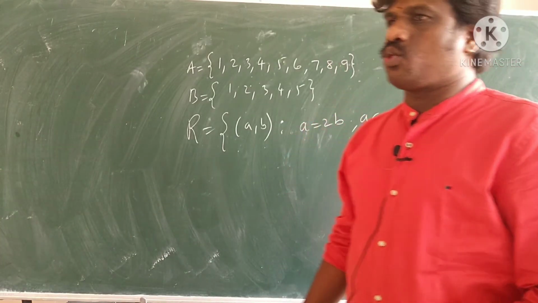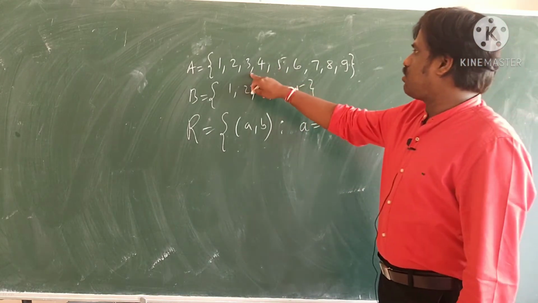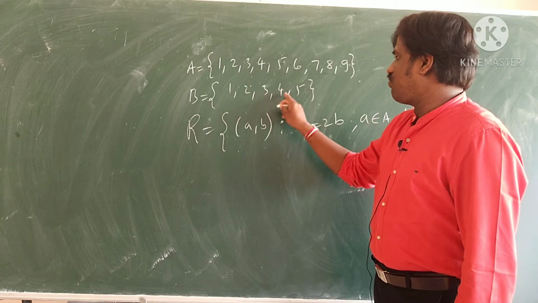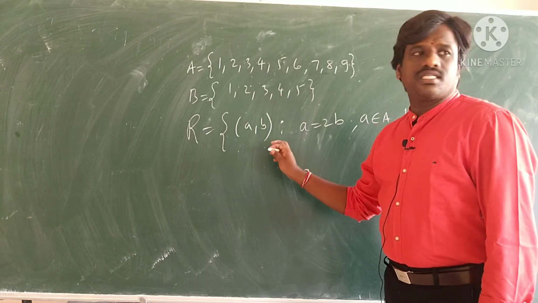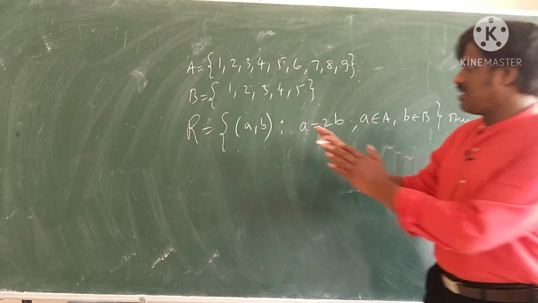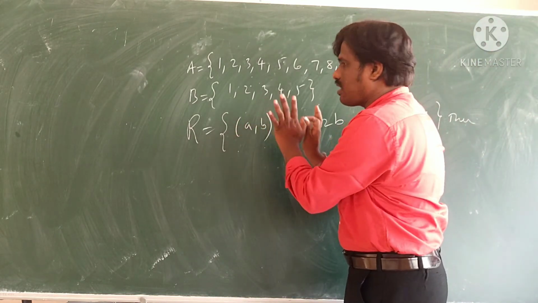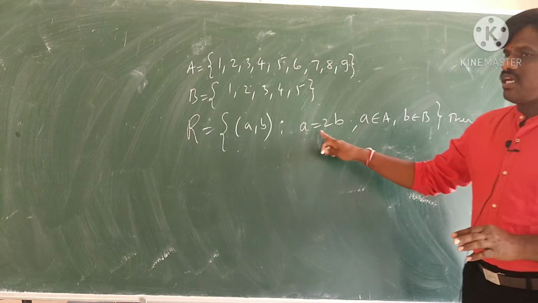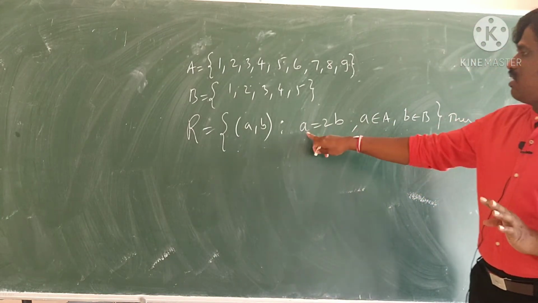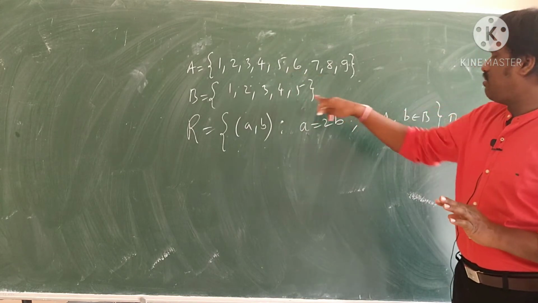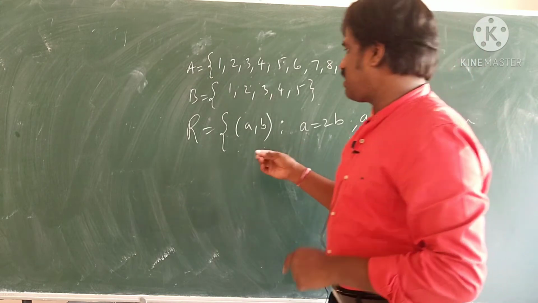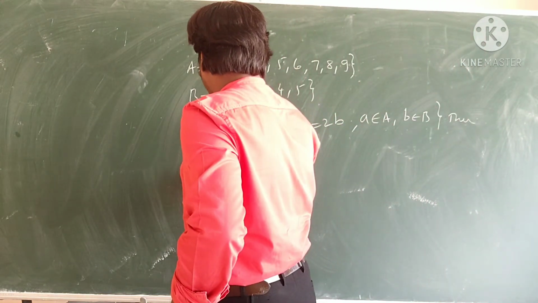There are two given sets. Set A is 1, 2, 3, 4, 5, 6, 7, 8, 9 and set B is 1, 2, 3, 4, 5. R is a relation defined as the ordered pairs (a, b) such that a is equal to 2 times b, where a belongs to the first set and b belongs to the second set. What will be the relation here?